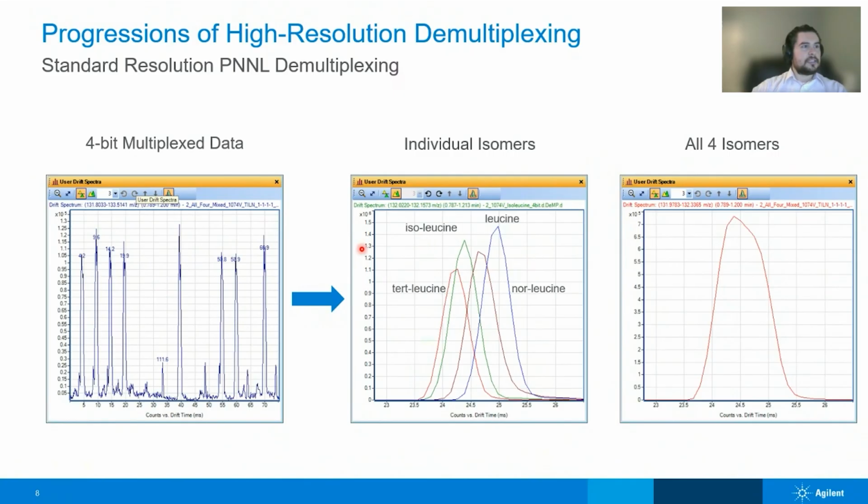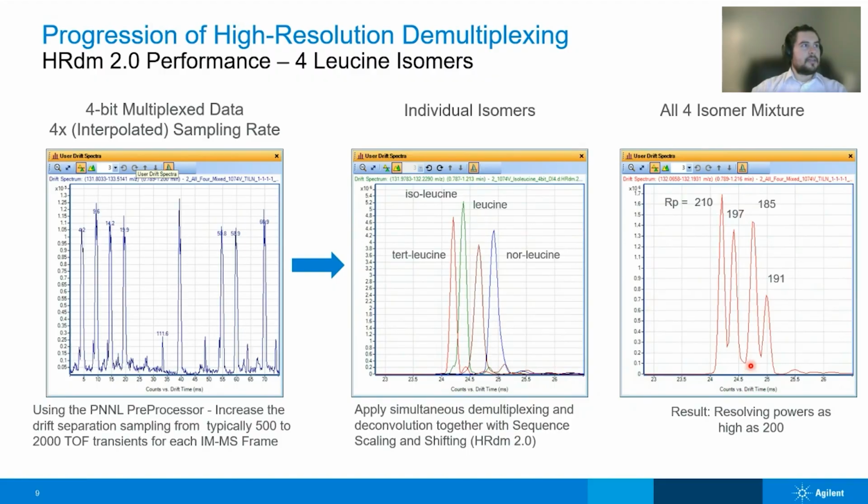And here's a real example of 4 structural isomers of leucine. When we run our traditional ion mobility experiment and extract these out, they are all on top of each other. When we take all 4 isomers and average out the total signal, this is the peak we get. Using the high resolution demultiplexing, we can increase the resolution somewhat and get better resolving power for these peaks. So we can start to separate all these forms of structural isomers of leucine. That's the benefit of having the high resolution demultiplexing.